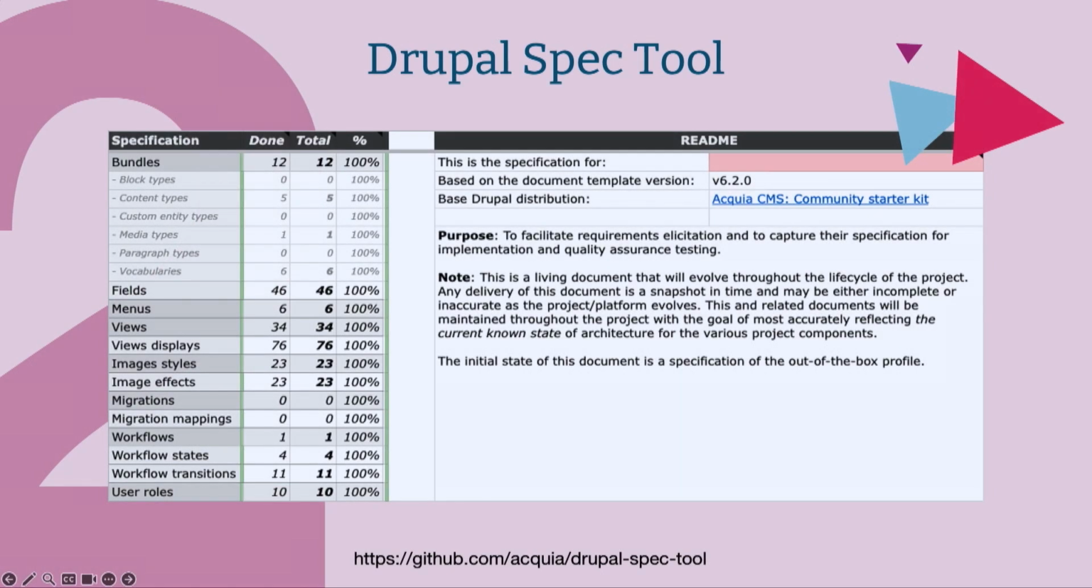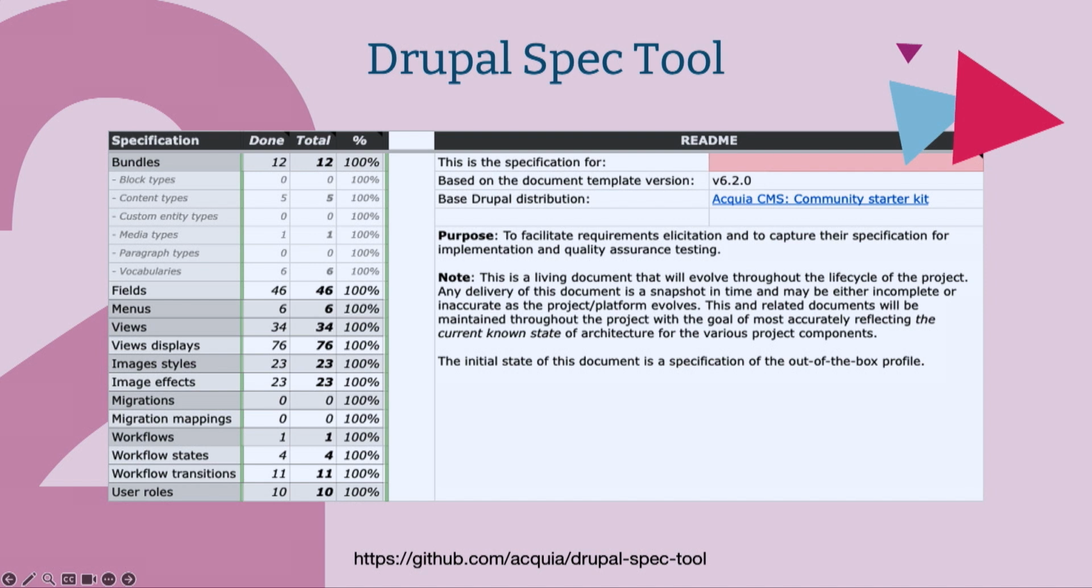The second tool we use is the Drupal Spec tool. It's a tool also led by Acquia. This tool allows us to define the structure of the new site in a Google spreadsheet. In this way, we can have in this spreadsheet all the entities for the site: content types, vocabularies, medias, displays for views, menus, and so on.